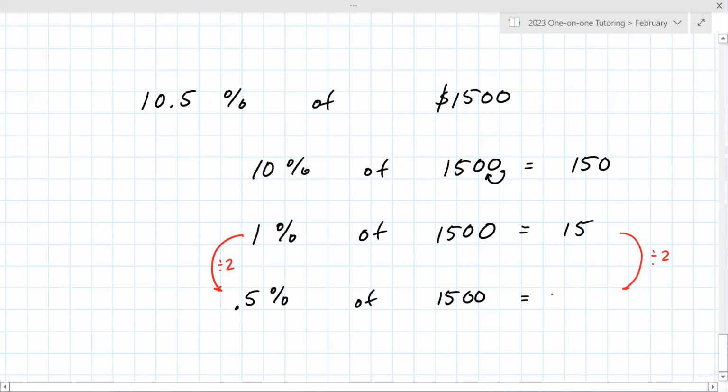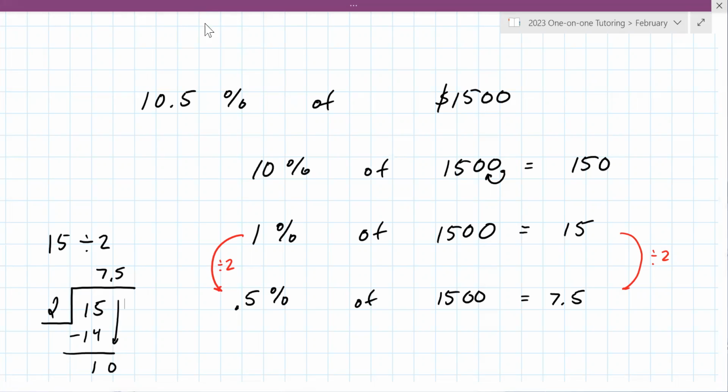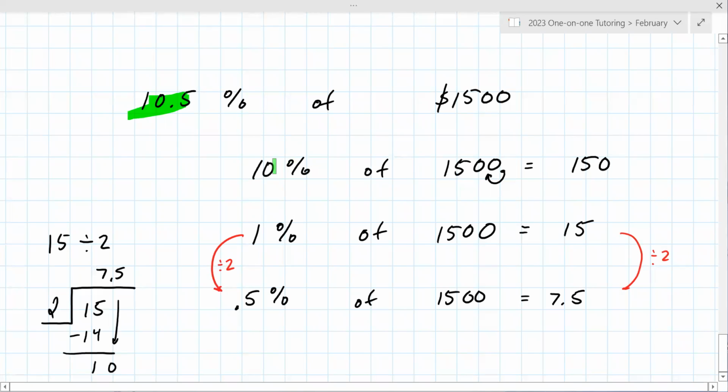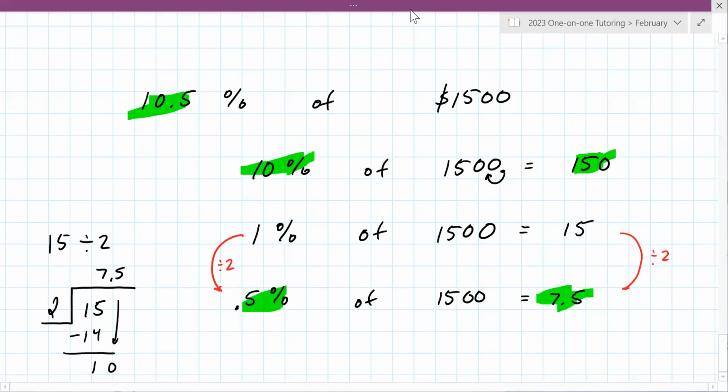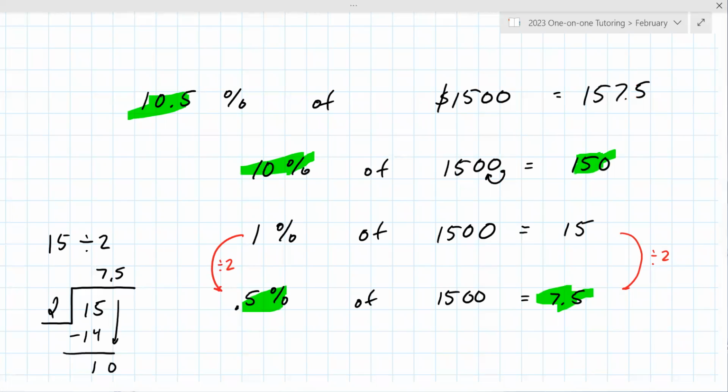Half of 15 is 7.5. You're taking half of 15, so it's 15 divided by 2. 2 into 15, 7 times 2 is 14. Okay. So now we got it. To get 10.5%, it's really 10% and 0.5%. So we're going to add up the 150 and the 7.5. So 157.5. Yes. Okay. So I would encourage you, we're going to stop here.